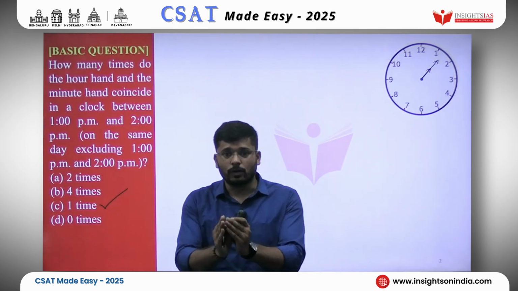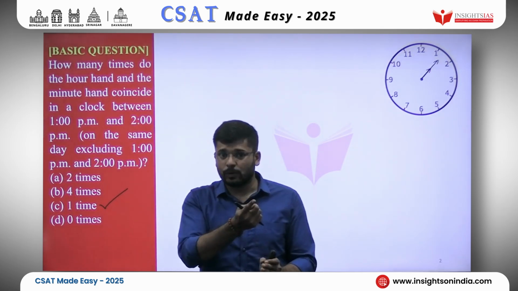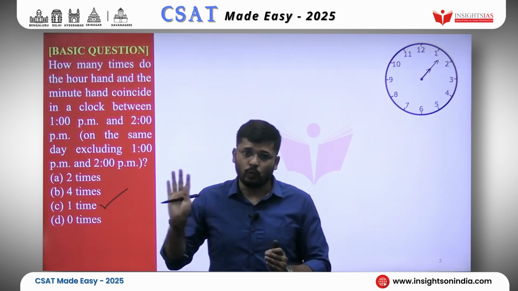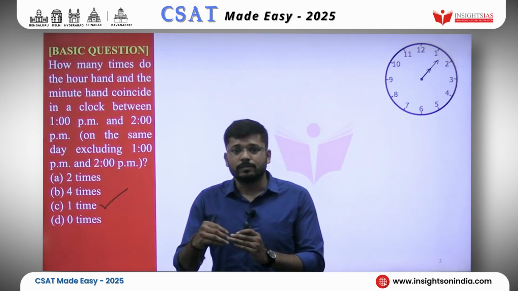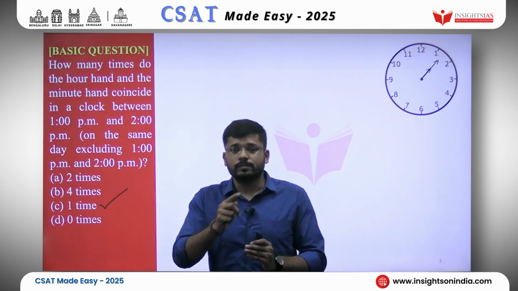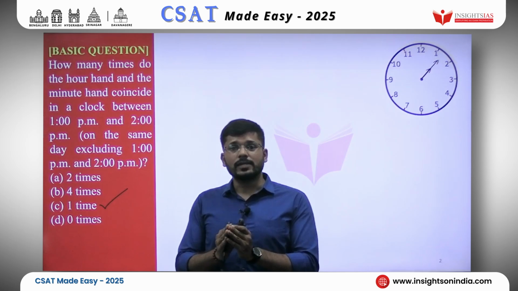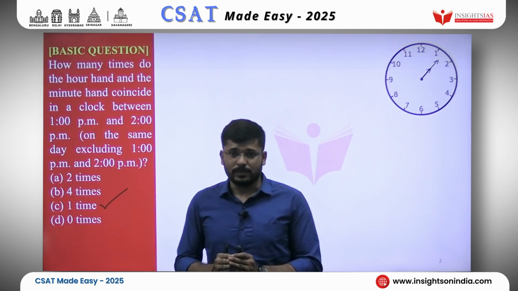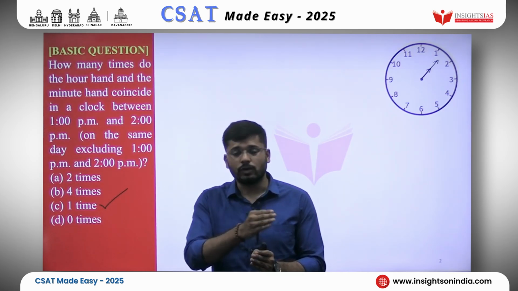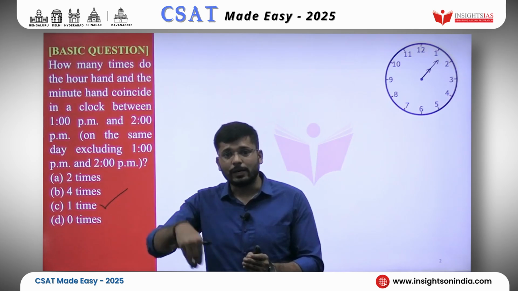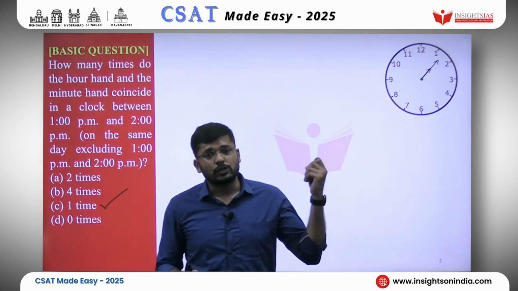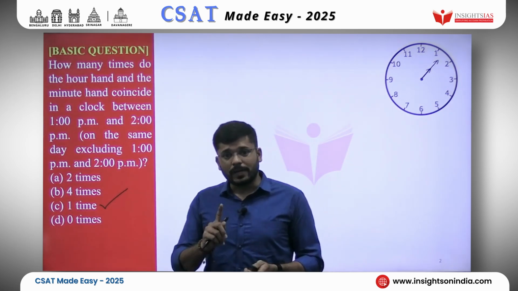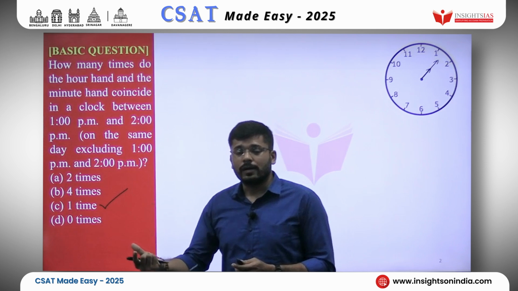For this question, the concept is simple. From 1 o'clock to 11 o'clock, between any 2 consecutive hours, the hour hand and the minute hand coincide only once. So from 1 o'clock to 11 o'clock, how many times will the hour hand and the minute hand coincide totally? That would be 10 times: 1 to 2, 2 to 3, 3 to 4, that way up to 10 to 11. There will be 10 times that these 2 hands will be coinciding with one another. Let's look at the next question and the next level of the same concept.